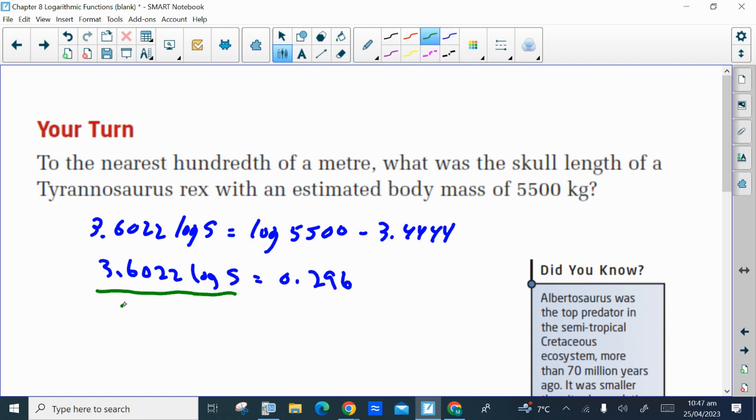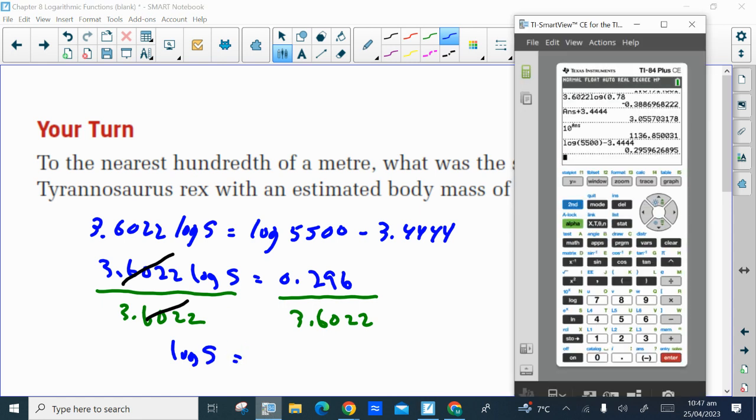Our next step would be to divide both sides by the 3.6022. That'll get the log of S by itself. And I've got that decimal in my calculator, that 0.296. We keep it in there and divide by the 3.6022, which gives us log of S equaling approximately 0.082.